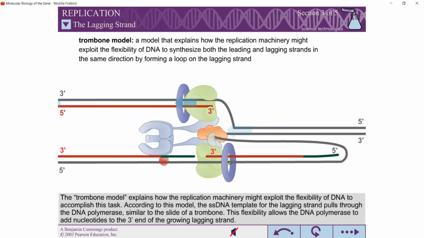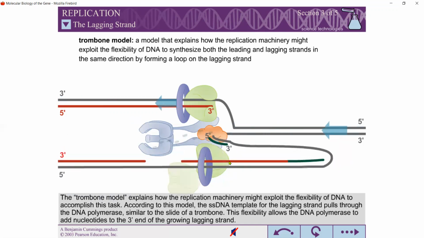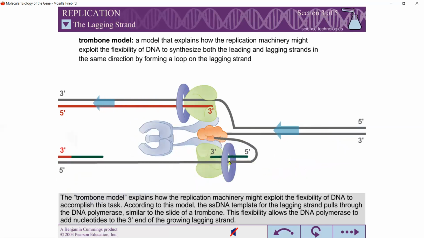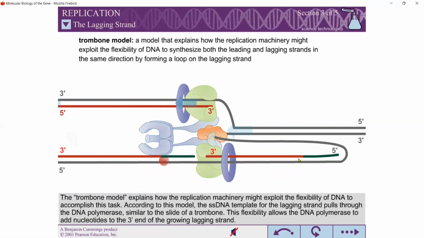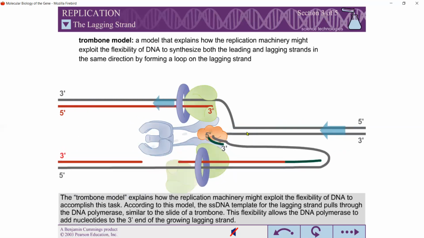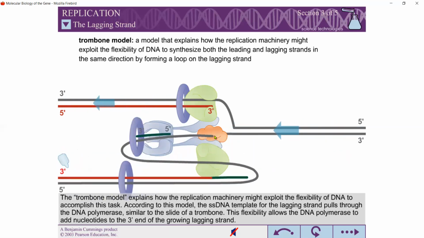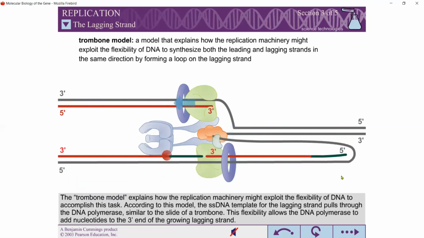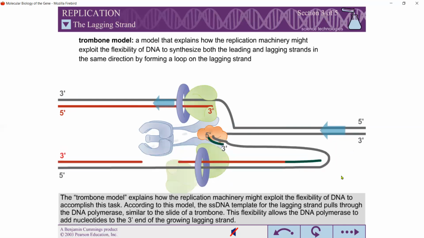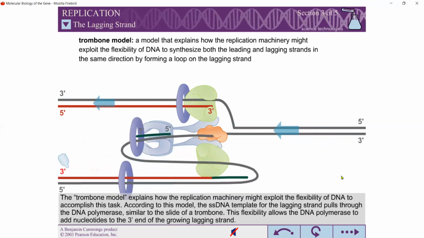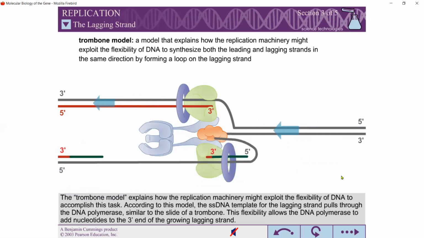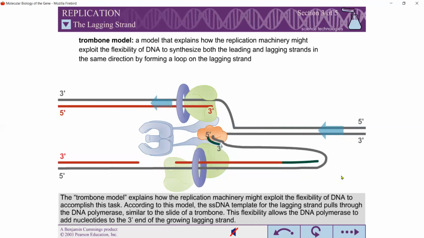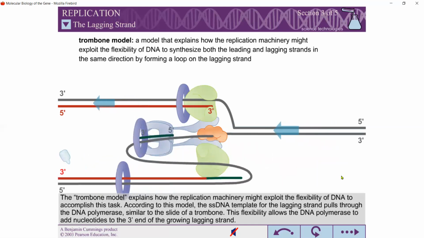This model of DNA replication is known as the trombone model. And according to this model, as you can see, the single-stranded DNA template of the lagging strand is being pulled through the DNA polymerase. Similar to the slide of a trombone, this flexibility allows the DNA polymerase to add nucleotides to the 3' end of the growing lagging strand.